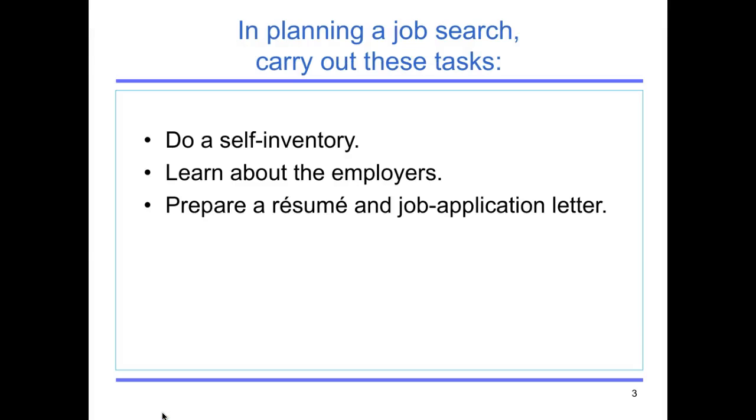So the first thing you need to do is a self-inventory. If you haven't done one of these, or if it's been a long time since you've done it, I strongly suggest that you do it now. There's the Virginia Education, or what is it, the Virginia Wizard. That's a great tool.